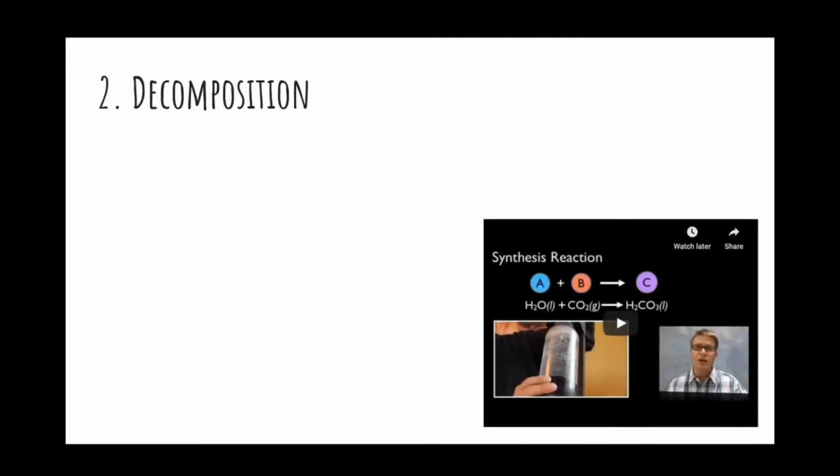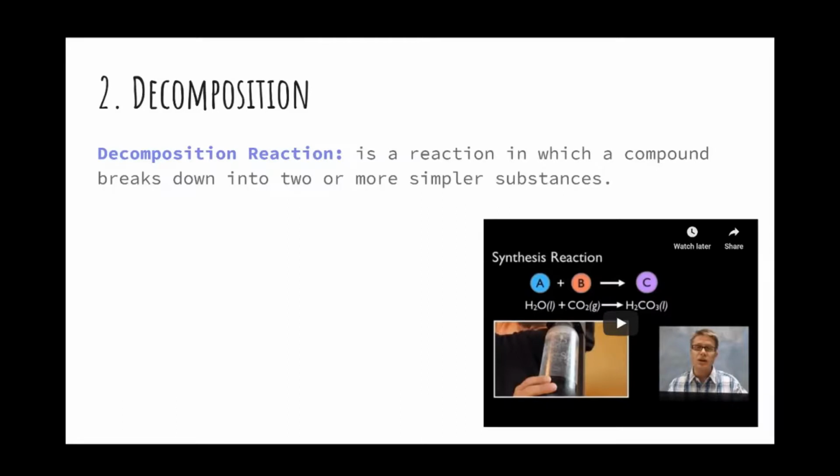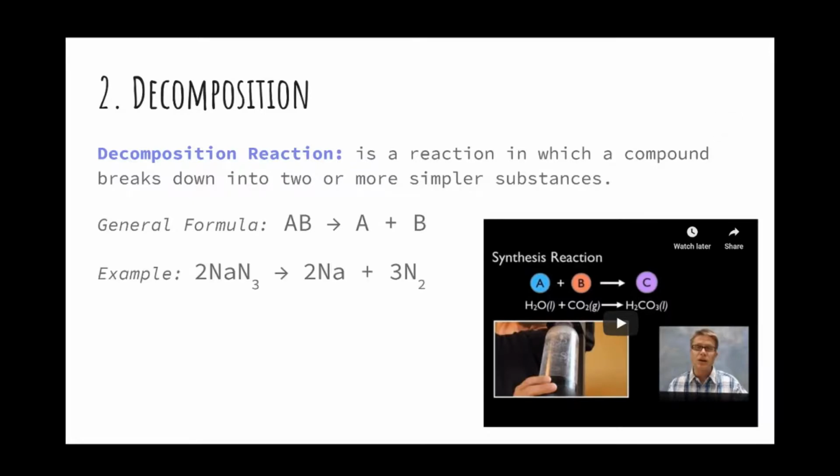Now, the exact opposite of a formation reaction is a decomposition reaction. This is a reaction in which a compound breaks down into two or more simpler substances. So think of the exact opposite. Instead of having A plus B, we have AB, and it breaks up into its simpler components, A and B. Here the reaction is this substance, sodium azide, and it breaks apart into sodium and nitrogen. And right here in this little video, someone describes what this reaction is, because it has a pretty interesting real-world application.